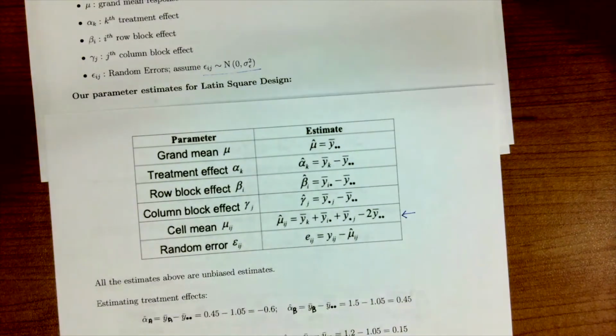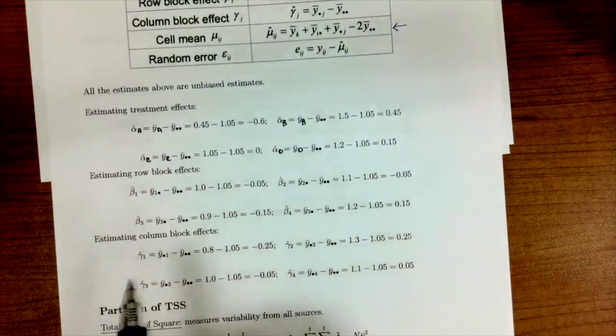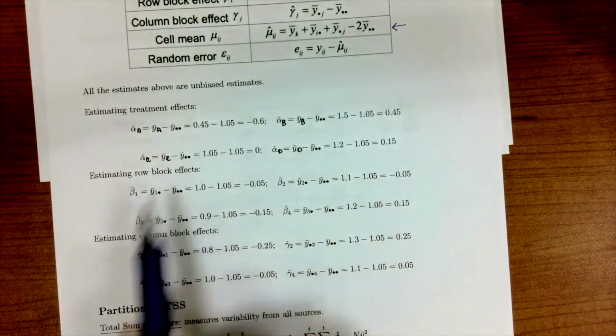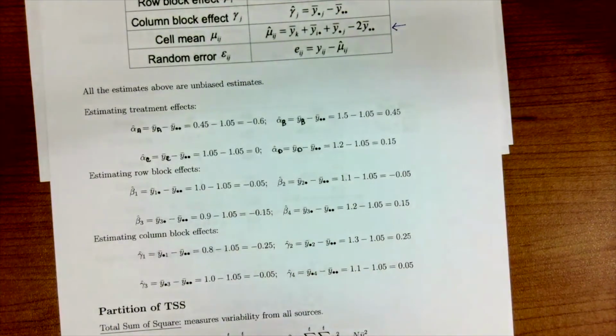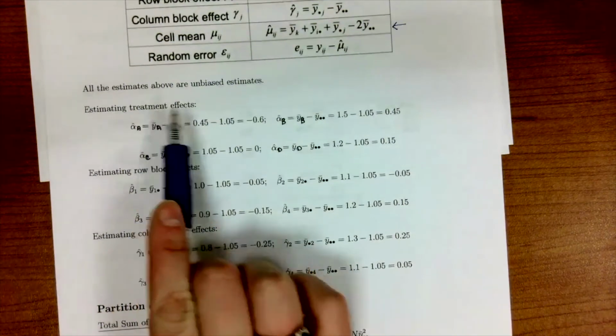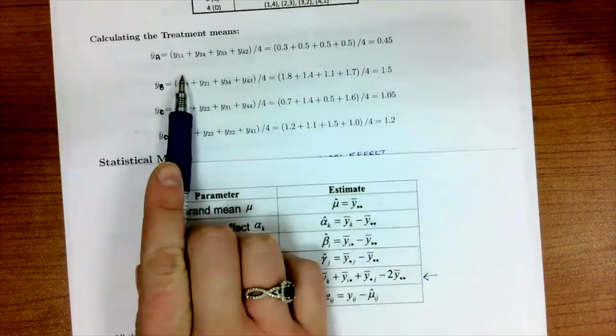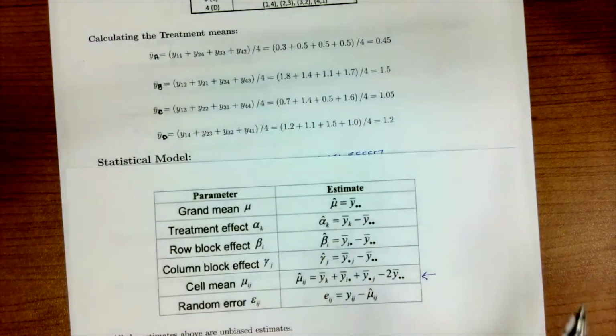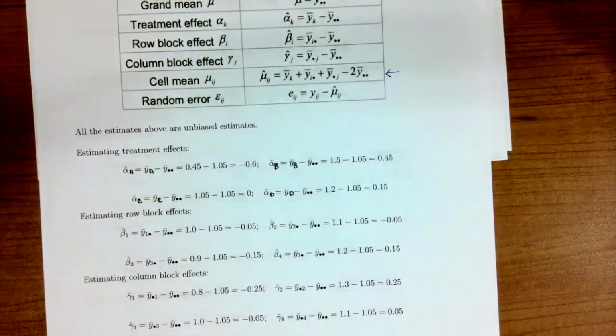All our estimates here are unbiased. We have our treatment effects, our row block effects, and our column block effects. Notice one thing, our treatment effects and our treatment means aren't the same. They're two different things, so just be aware of that.